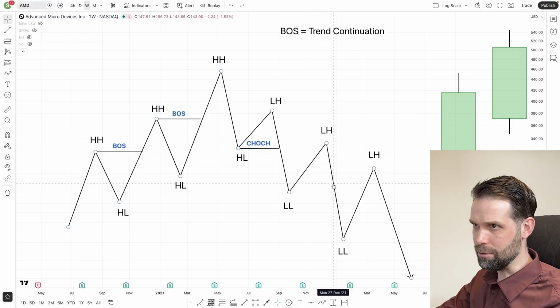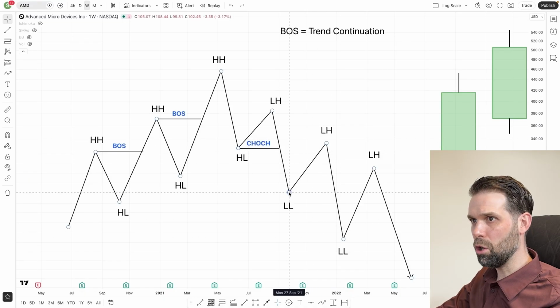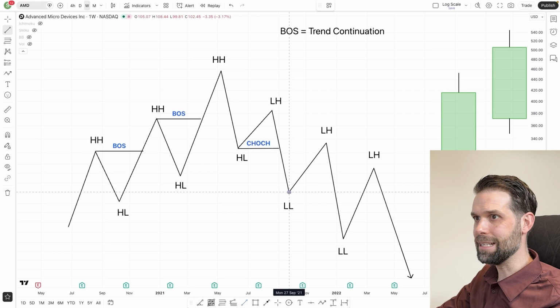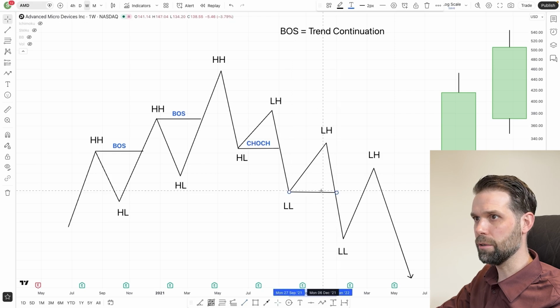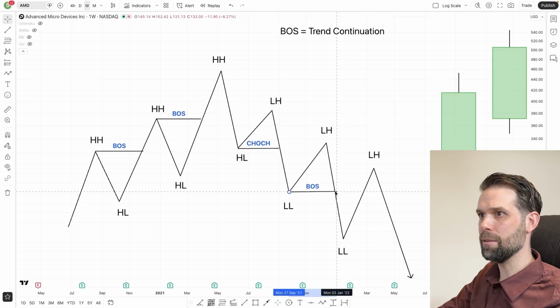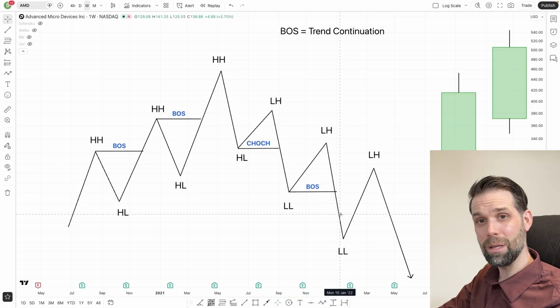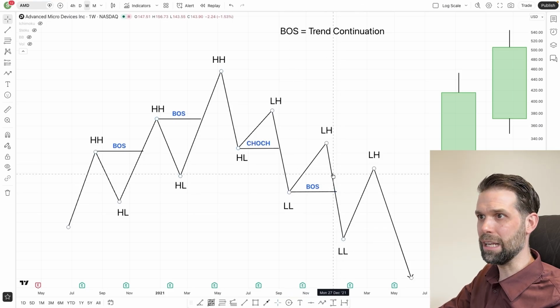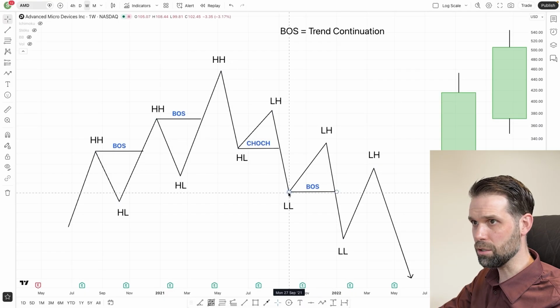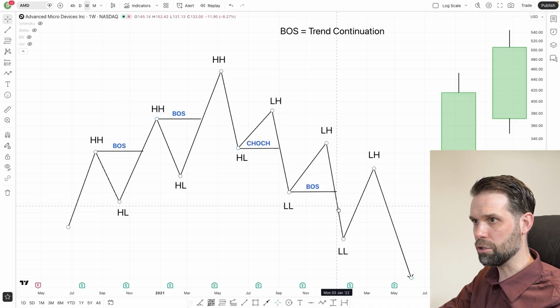And as price travels down now, as we close candles below the previous low, that is a break of structure to the downside. So now we have a new trend, and we are continuing this trend downwards. We are breaking the structure to the downside, and that is a BOS. When candles close below this previous low, we have a break of structure to the downside.